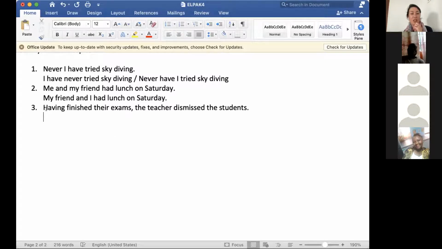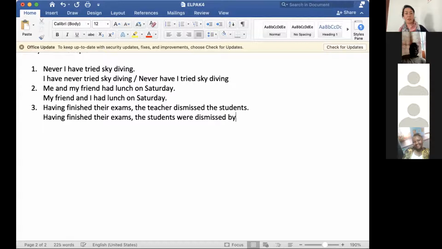We would have to change it. The winning group suggested, after the students finished their exams, the teacher dismissed the students. Or we could change this to something like, having finished their exams, the students were dismissed, because we need the subject to match what's being described here. Were dismissed by the teacher. So that's kind of hard. Actually, many native speakers would not get this. Nicely done.